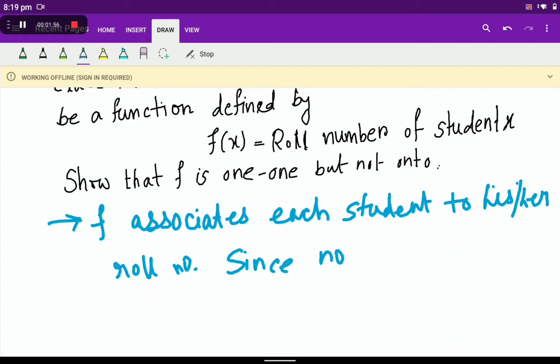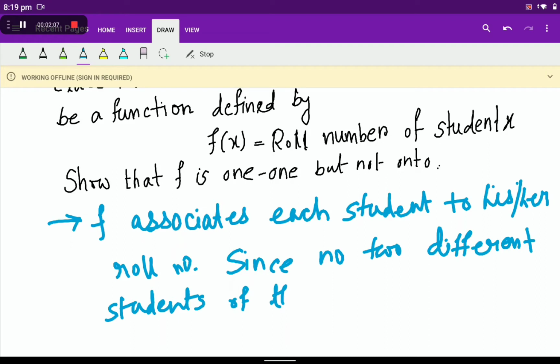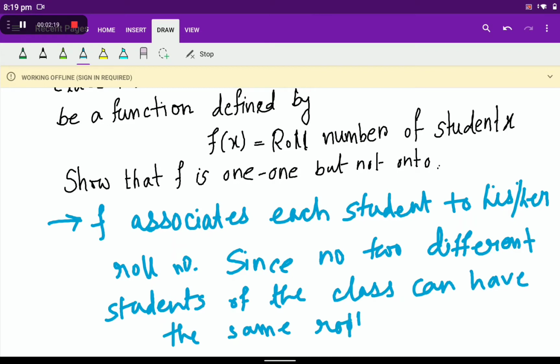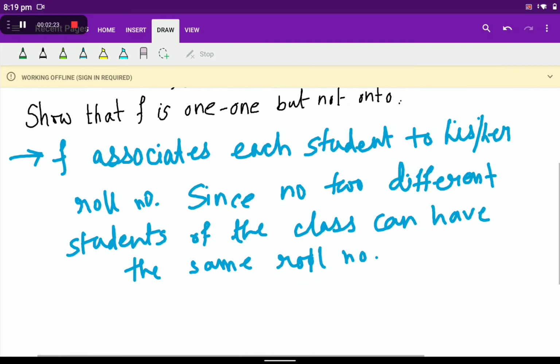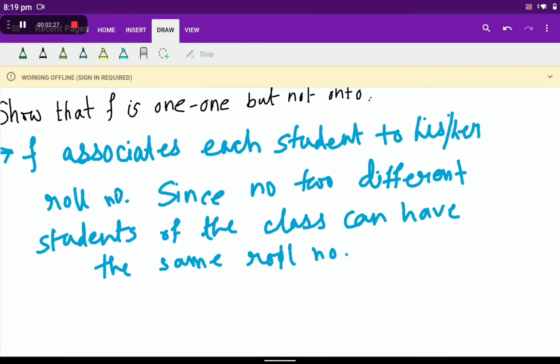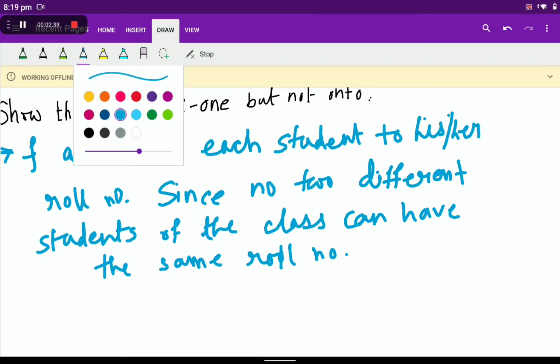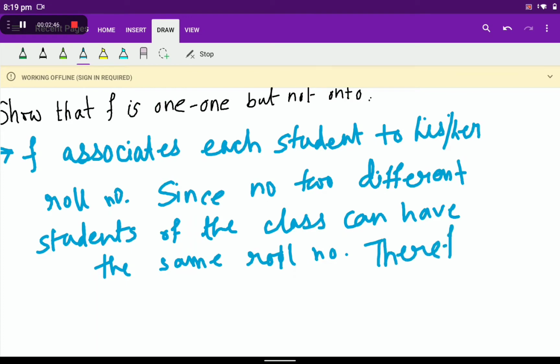So since no two different students of the class can have the same roll number, and from the definition of one one function, we already know that if different elements of set A have different images in B, then the function is one one. Here this condition is satisfied, so you may write: therefore f is one one.